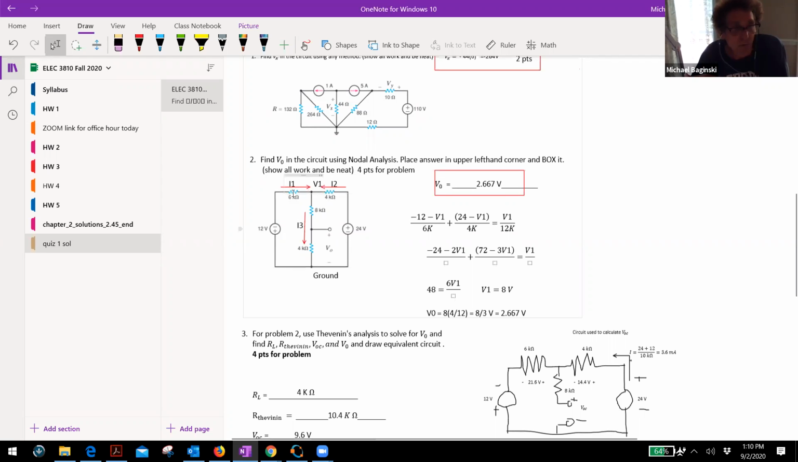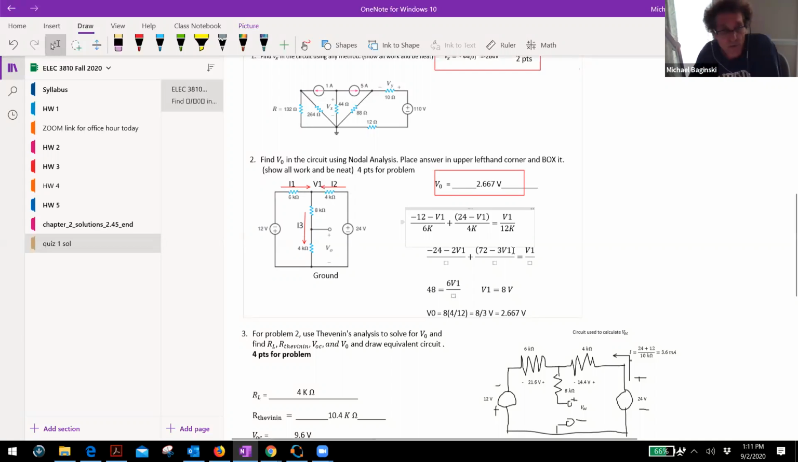All right, so if I look at I1, it's the voltage on the side it's entering, which is minus 12, minus V1 over 6K. That's I1. Do y'all follow me? When I look at I2 here, it's going to be plus 24 minus V1 over 4K, right? This is fairly straightforward. And when we look at the current I3, coming out on the other side would be V1 over 12K. Do you all agree with that, class?